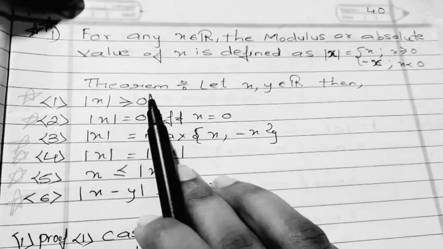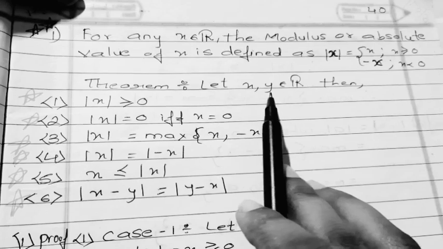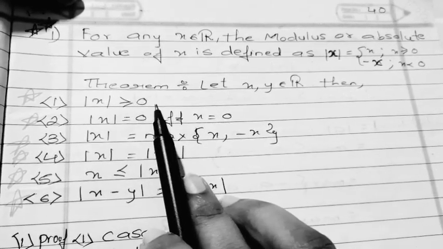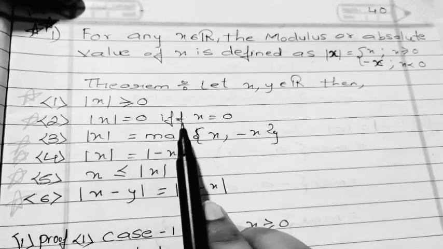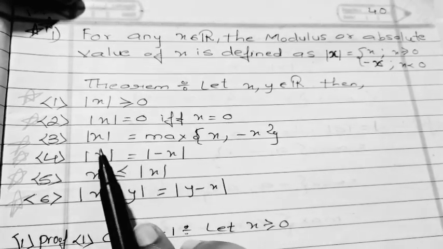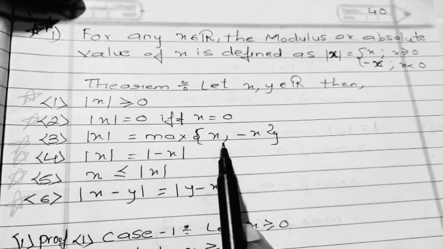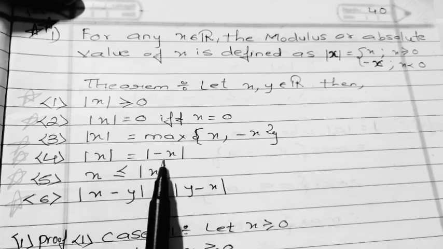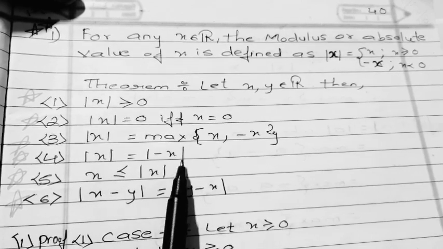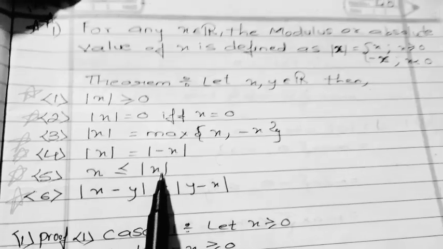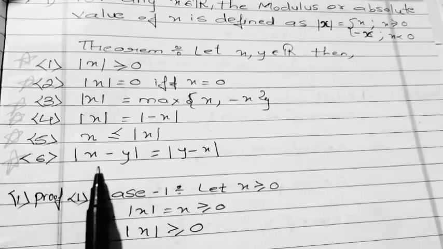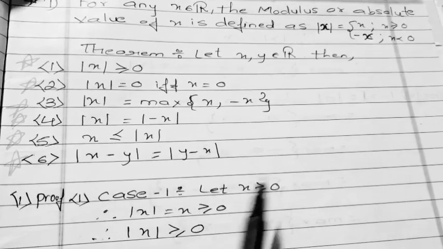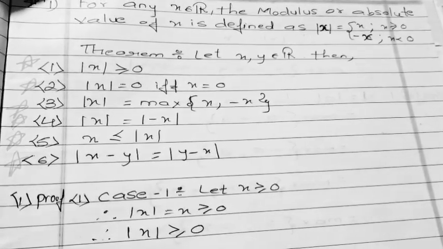Now moving towards the theorem, that is, let x, y belong to R. Then modulus of x will be greater than or equal to 0, and modulus of x will be equal to 0 if and only if x is equal to 0. Modulus of x is equal to maximum of x comma minus x. Fourth one is modulus of x is equal to modulus of minus x, and x is less than or equal to modulus of x. Sixth one is modulus of x minus y is equal to modulus of y minus x. So these are the triangle inequalities which we are going to prove today one by one.